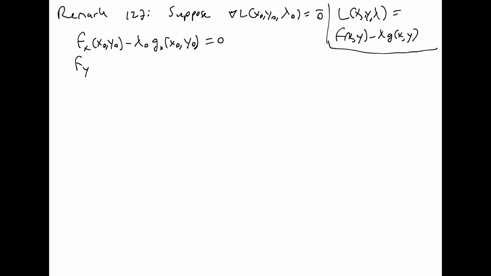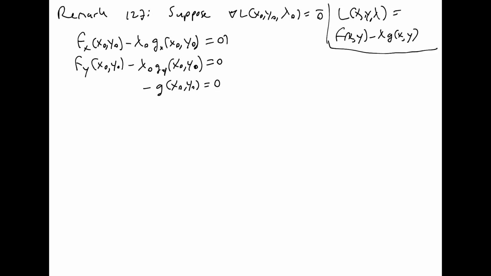Similar for the derivative in the y direction of the Lagrangian, which is f sub y minus lambda naught times g sub y, right, because lambda is a constant when we differentiate with respect to y, and this has to be 0 as well. Now if I differentiate the Lagrangian with respect to lambda, well, the first term f(x, y) does not depend on lambda, so that will vanish. So the derivative of lambda times g is just going to be g. So it will be minus g at the point x naught, y naught equal to 0. So these are the equations that you have to solve in order to find a critical point of the Lagrangian.